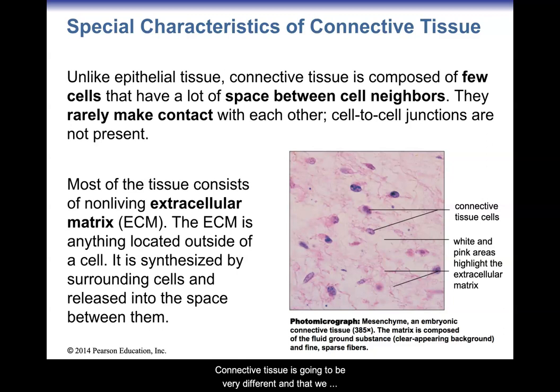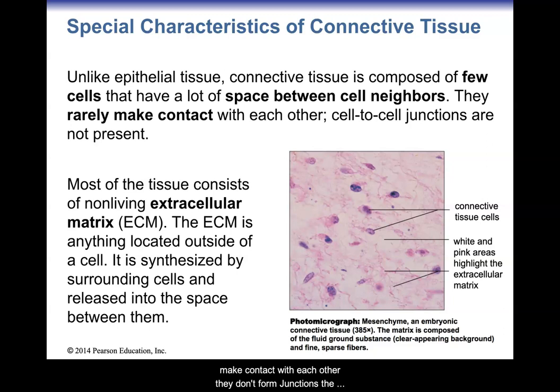Connective tissue is going to be very different in that we have very few cells consisting of this tissue, with lots of space between neighbors. So here I see multiple cells. In this embryonic connective tissue example, this type of connective tissue will go on to form all the other types of connective tissue that I just discussed. And the cells, as you notice, have lots of space between them. That's going to be a feature of connective tissue. They rarely make contact with each other.